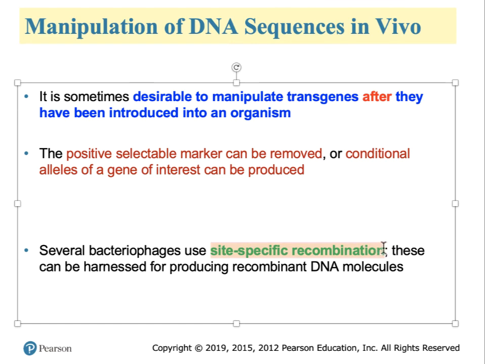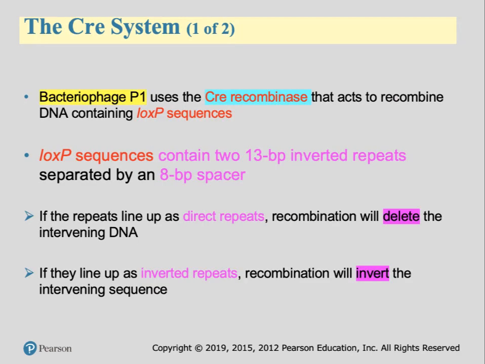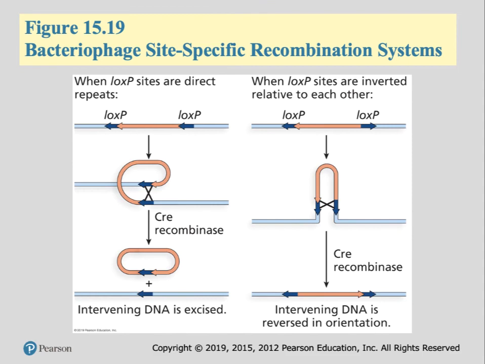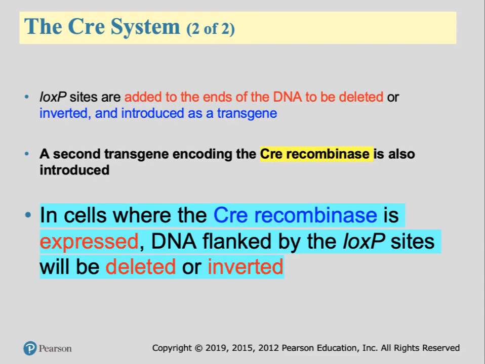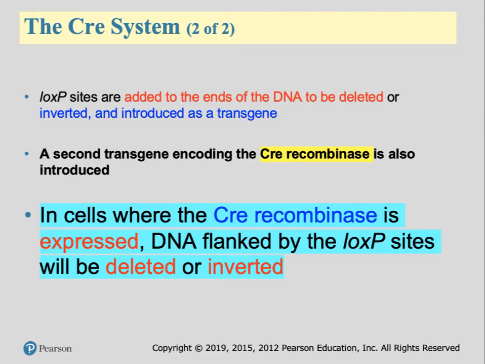So one of these is called site-specific recombination, and that requires some bacteriophage biology. If you wish to follow through, then the next 6 slides are designed to take you through the logic behind how that system works. It's just alternative types of recombination that can be then manipulated by the scientist.